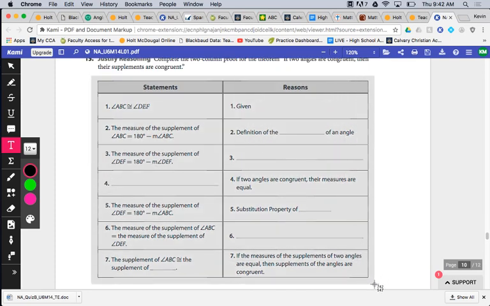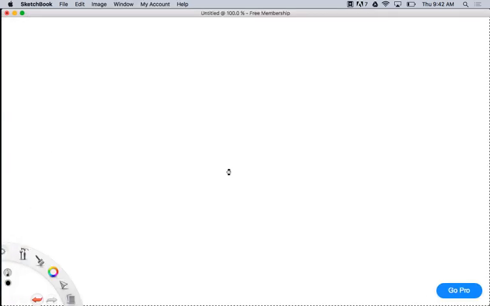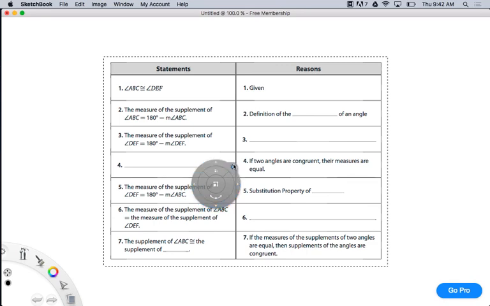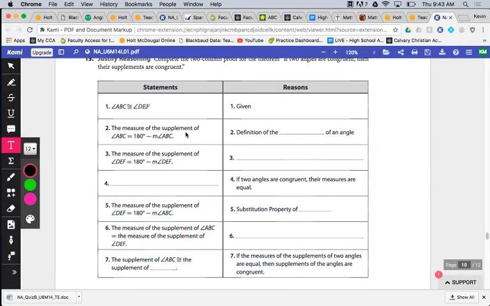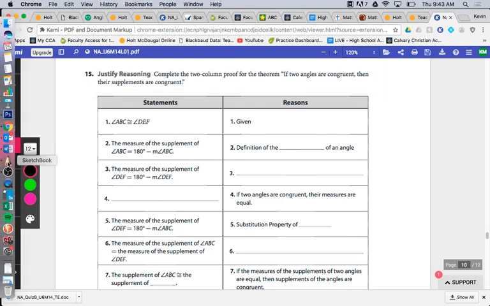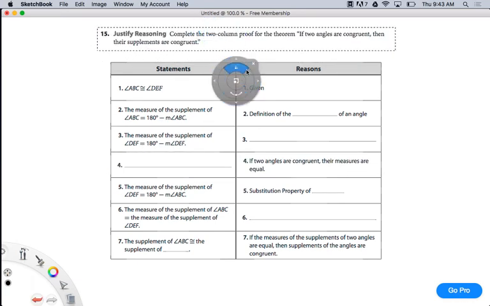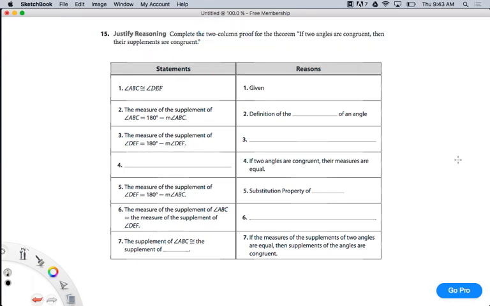So, like I said, it's going to be 4 blanks. Each blank is worth 1 point. It's going to be very similar in the sense that I'll give you the statement, in this case it says if two angles are congruent, then their supplements are congruent, and you're asked to prove that. And then you just fill in the blanks.